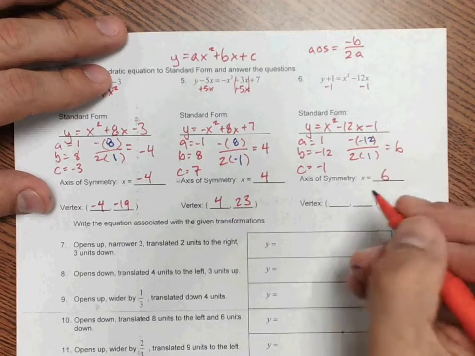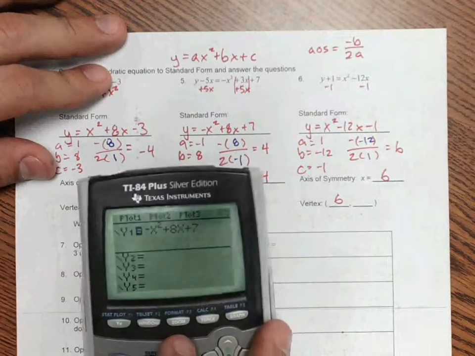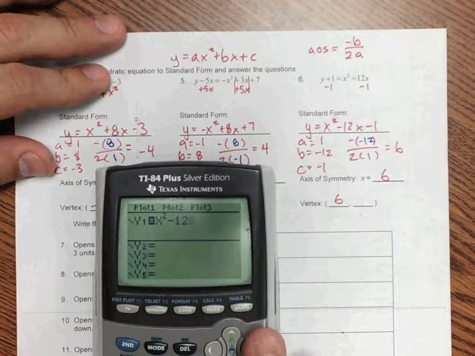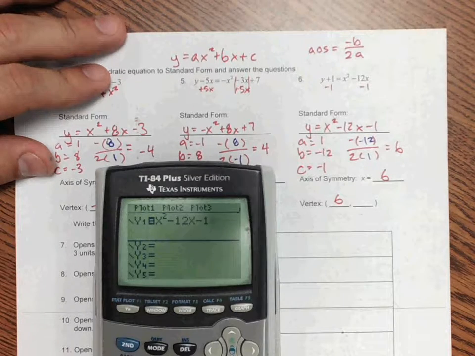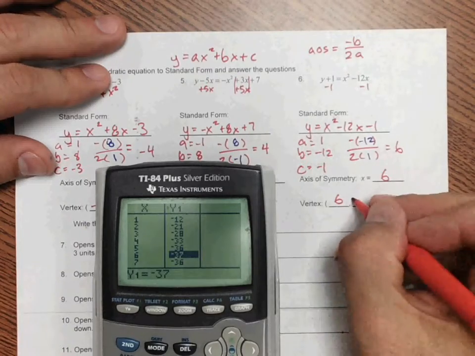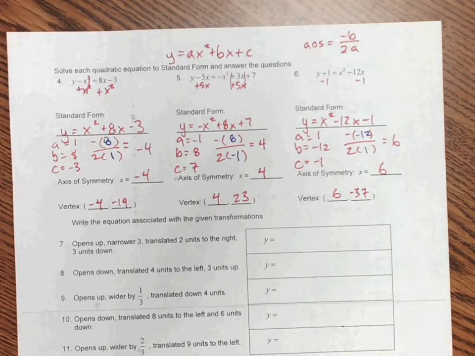So, x equals 6 means my vertex has 6 as an x. Let's go ahead and pop that in. X squared minus 12x minus 1. When x equals 6, y equals negative 37. So those are my 3 answers there.